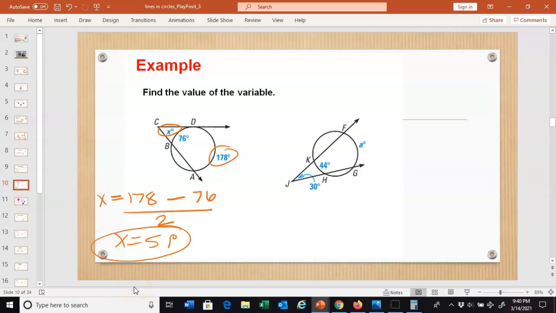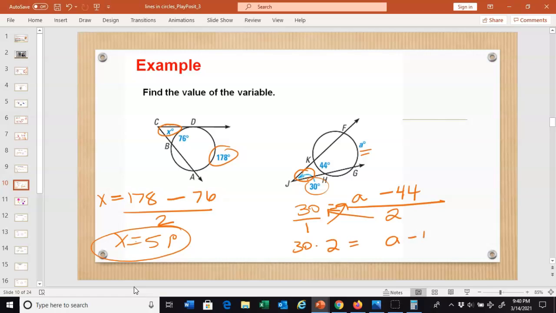Now let's try example 2. It's the same exact theorem. It's just going to be a little bit different because you're looking now for the arc measure. So let's set it up the same. The outside angle equals the big arc minus the little arc, or the outside minus the inside, divided by 2. Now we have to solve for a this time. So again, we can make this a fraction and cross multiply. So 30 times 2 equals a minus 44. So if 60 equals a minus 44, just add 44 to both sides, and you get a equals 104 degrees.